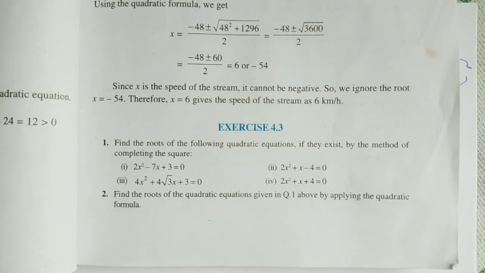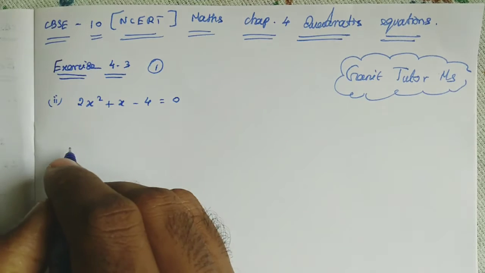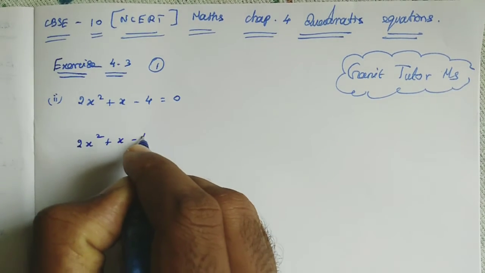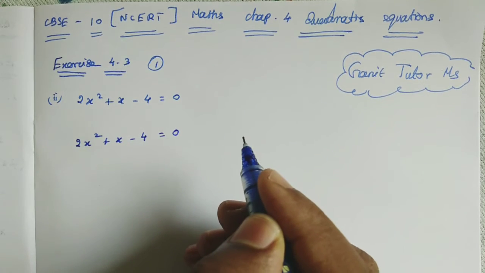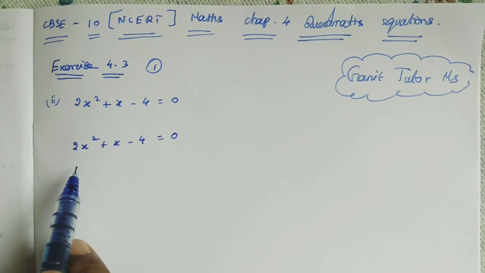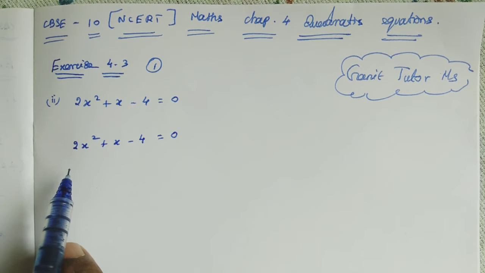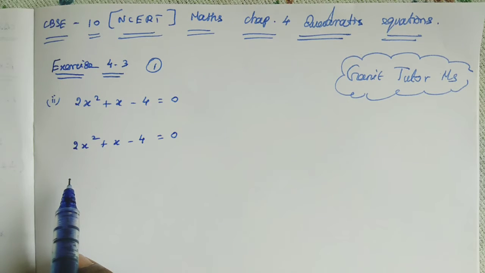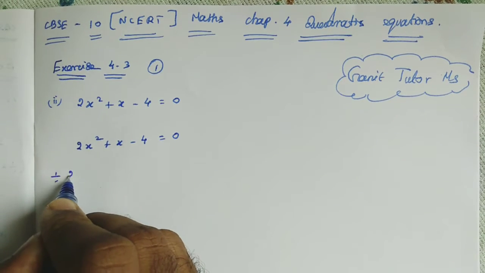In the completing square method, first we check whether it is in standard form or not. Then we need the coefficient of x squared to be 1, but here it is 2. In the middle term splitting method and the quadratic formula method this is not necessary, but for completing the square it should be 1 to be comfortable. So we divide by 2.